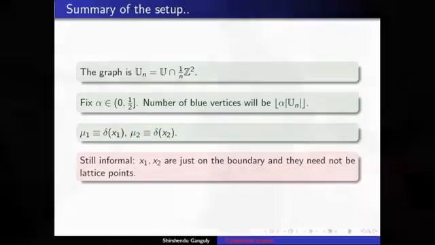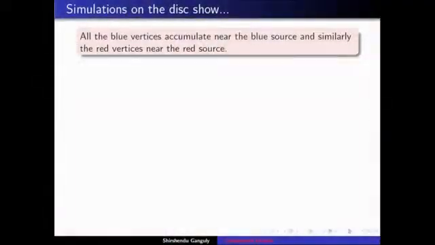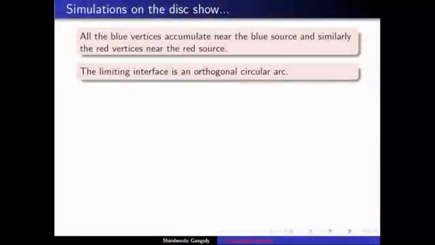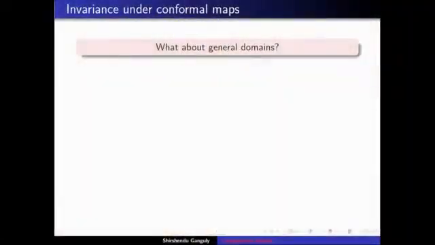Okay, so the basic question is, how does the blue region look once you run this chain for long enough, with your sources x1 and x2? On the disk we saw that the blue vertices accumulated near the blue source, and similarly the red vertices, and there was some interface, and the limiting interface was roughly an orthogonal circular arc. And the basic question is, what is the truth for general domains? What happens for general domains?